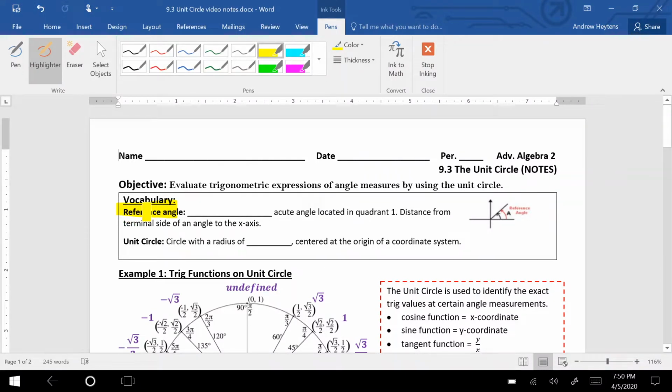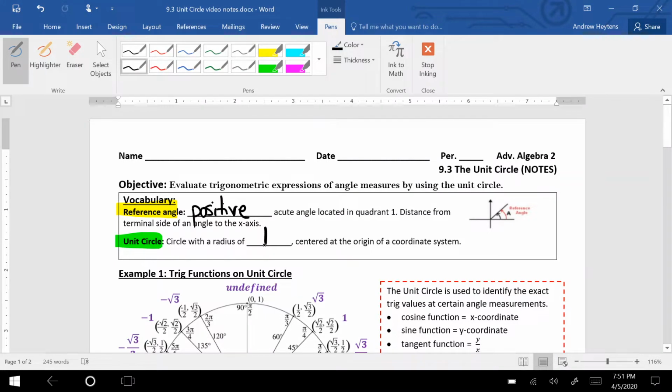That is a positive acute angle, which is located in quadrant 1, and it is the distance between the angle that you are at and the x-axis. We're going to talk about that in the second part of the notes. Unit circle, we're going to talk about in the first part of the notes, is a circle with a radius of 1 centered at the origin of a coordinate system.